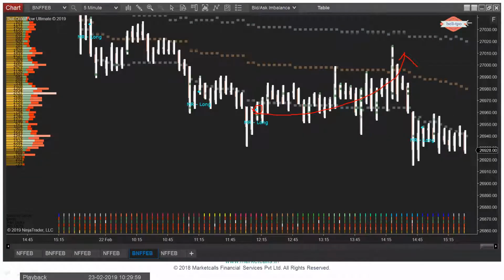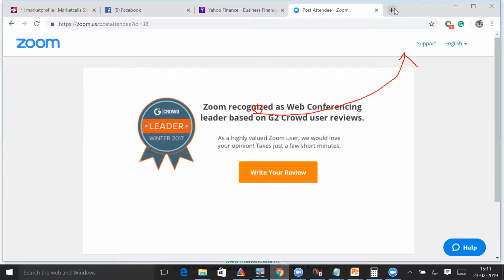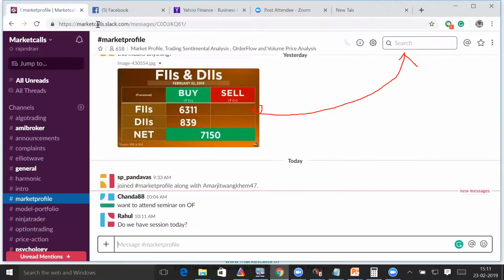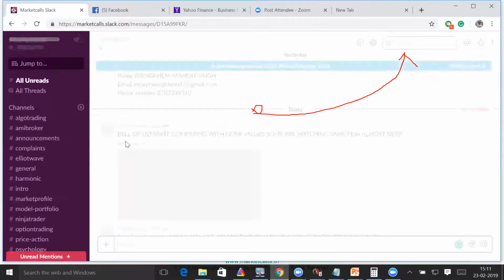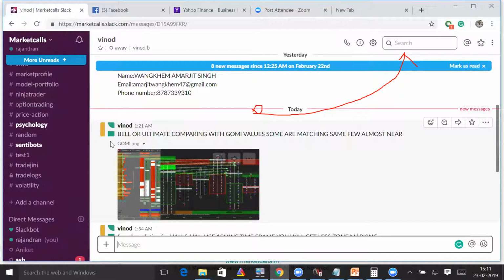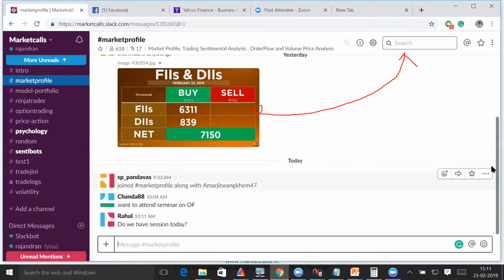I guess many people haven't onboarded to Slack, which is our own private trading community where we discuss. It's called marketcalls.slack.com, where day in, day out, we talk about market profile patterns and order flow patterns. There we also track pending OFA levels with trapped buyer or trapped seller volume, whether it has been hit or not. We tend to have such information over there.